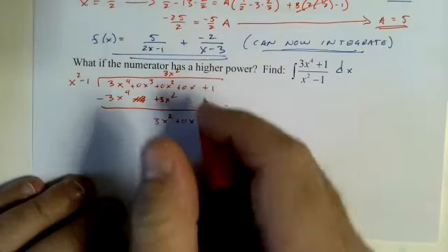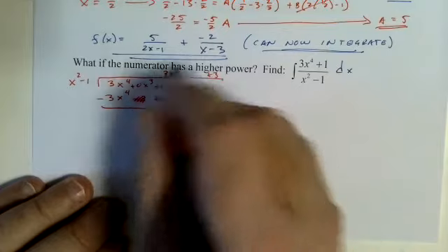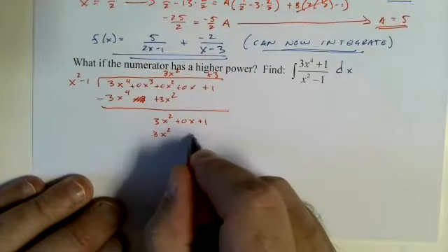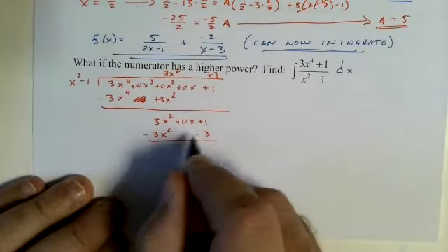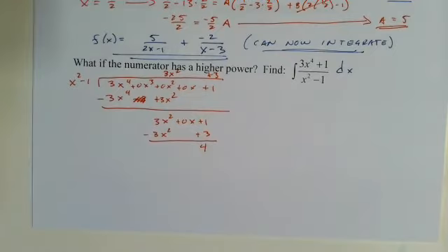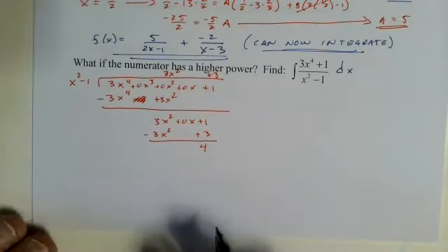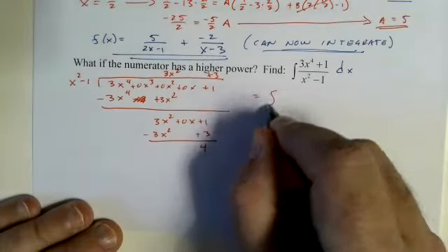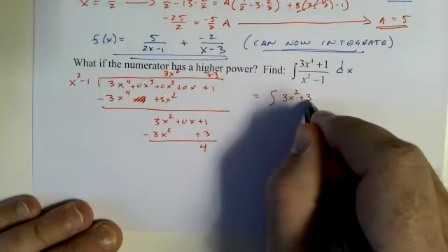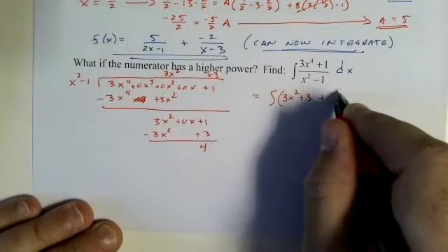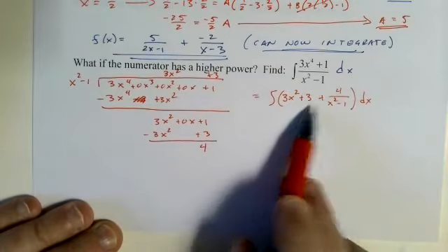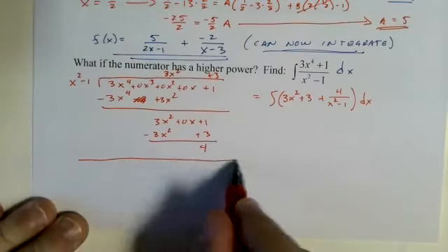Now we multiply by 3. 3x squared minus 3, negative, plus, and I'm left with 4. All right. So I now get equals the integral of 3x squared plus 3 plus 4 over x squared minus 1 dx. I can integrate, I can integrate, I can't integrate. So let's go down here and sort that out.